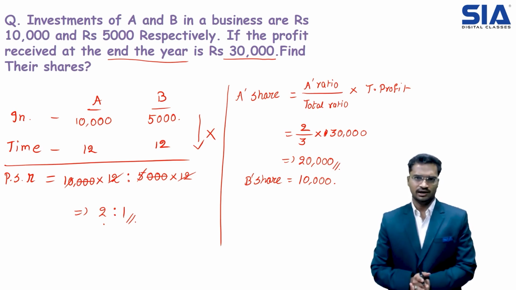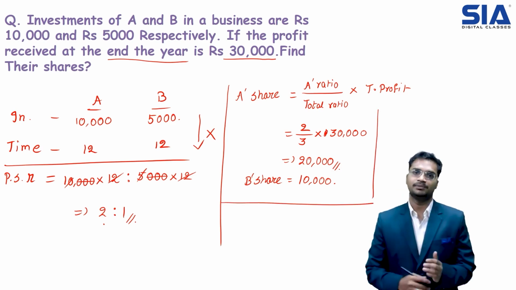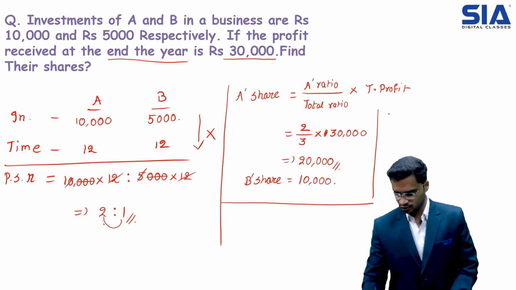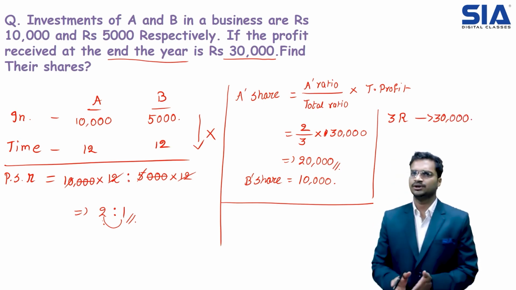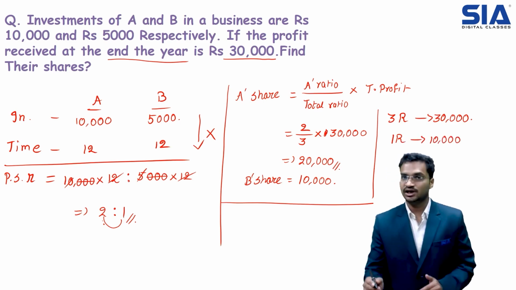So we can find it like this, or we can also do this in a simpler way. How many ratios are here? There are 2 plus 1, 3 ratios. So 3 ratios represent our total profit, which is 30,000. If 3 ratios represent 30,000, then 1 ratio is simply 10,000, which is 30,000 by 3.